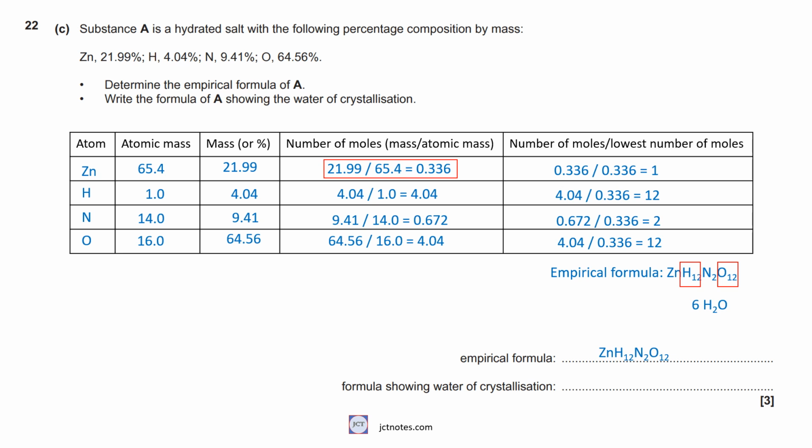Considering that all the hydrogen is provided by the water of crystallization, we have 12 divided by 2 equals 6 molecules of water, that will use 6 atoms of oxygen, leaving available 12 minus 6 equal to 6 atoms of oxygen in the salt. Therefore, the formula showing water of crystallization is 1 atom of zinc, 2 atoms of nitrogen, 6 atoms of oxygen and 6 molecules of water.